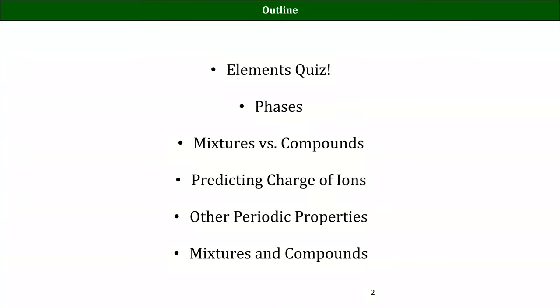You'll get more detail when we cover the phase change chapter, because just being able to look at something and say, yeah, that's a solid, is not all that helpful. But we have to have that vocabulary in order to describe some of the properties we'll talk about when we get into compounds. Then we're going to talk about the difference between a mixture and a compound, and then describe different types of compounds. We're going to start with the simplest kind, which are ionic compounds.